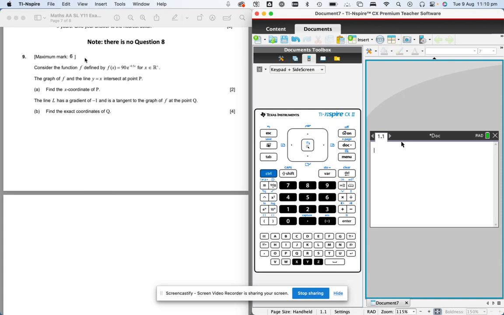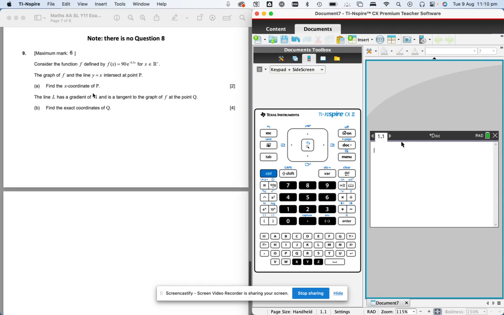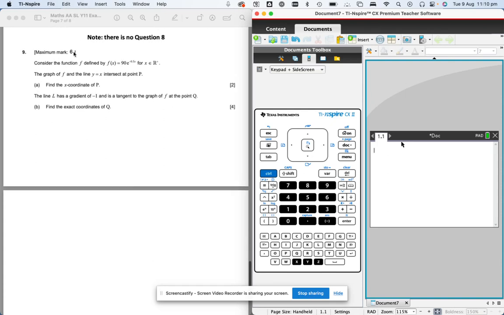Okay, last question. It's only worth 6 marks, so we shouldn't be too quick, or too slow to do. So it's question 9. Consider the function f defined by this expression for x, a member of the positive real set. The graph of f and the line y equals x intersect at point P. Find the x coordinate of P. Now, I reckon this is probably the fastest way to do it.